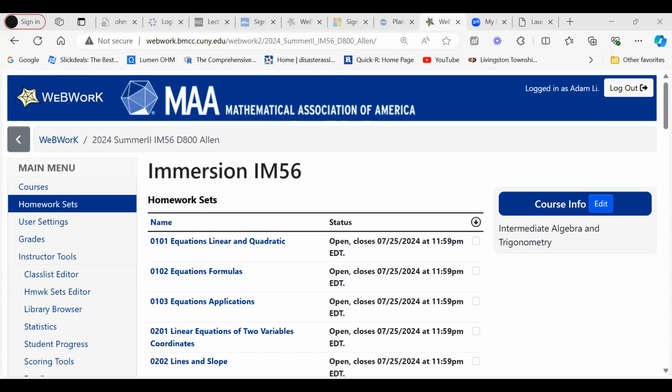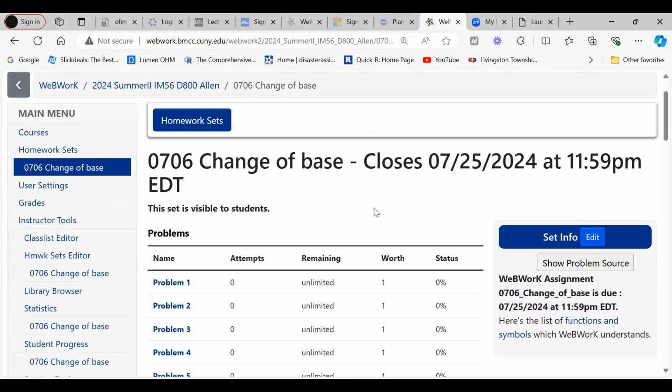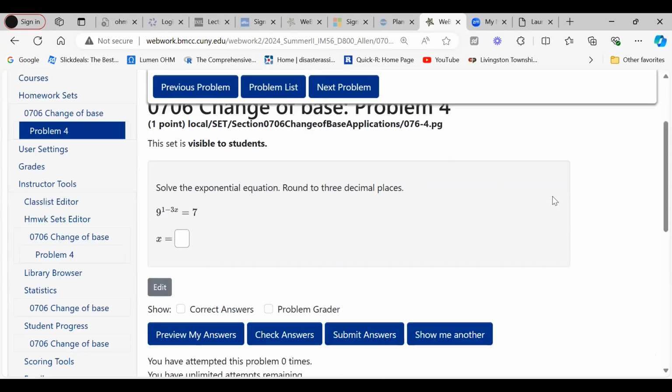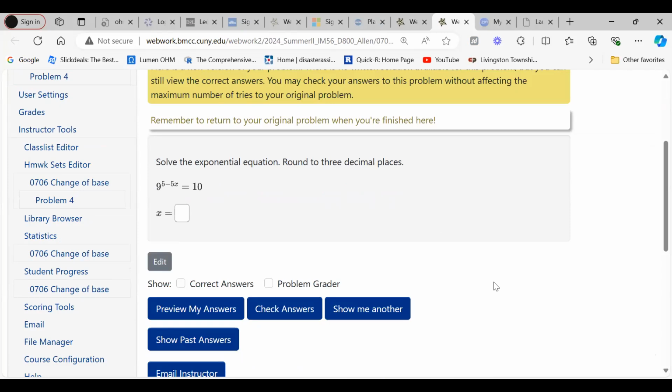All right, so we're just going to go over a couple more questions from change of base. We left off from last week. We're going to get to some of the questions that require solving like this. Okay, so let's start with this.